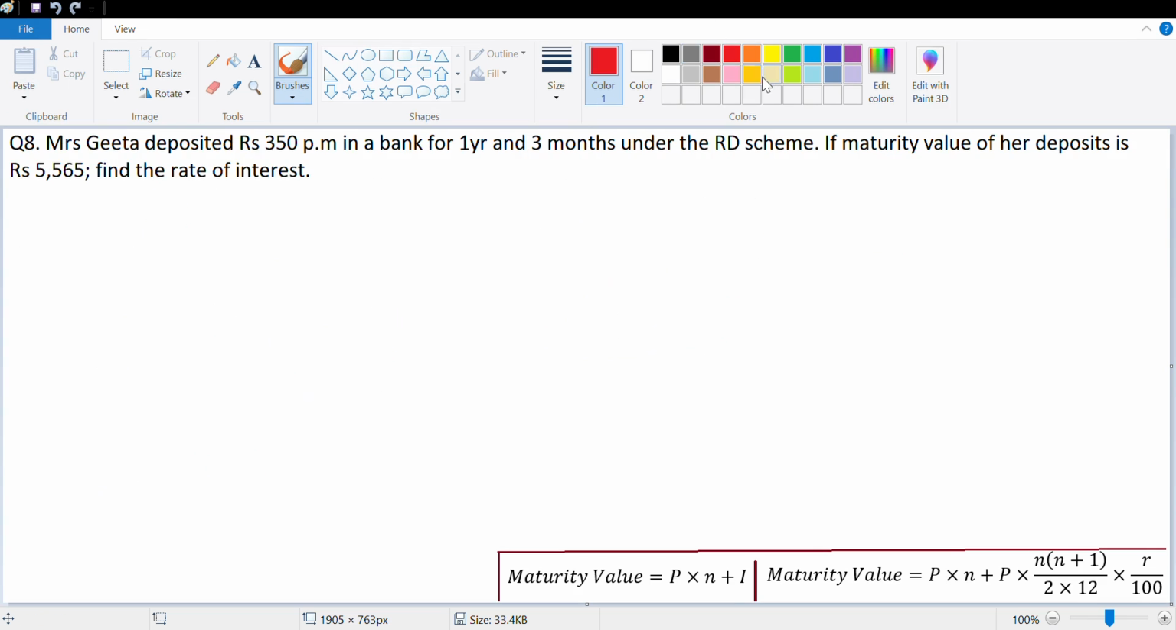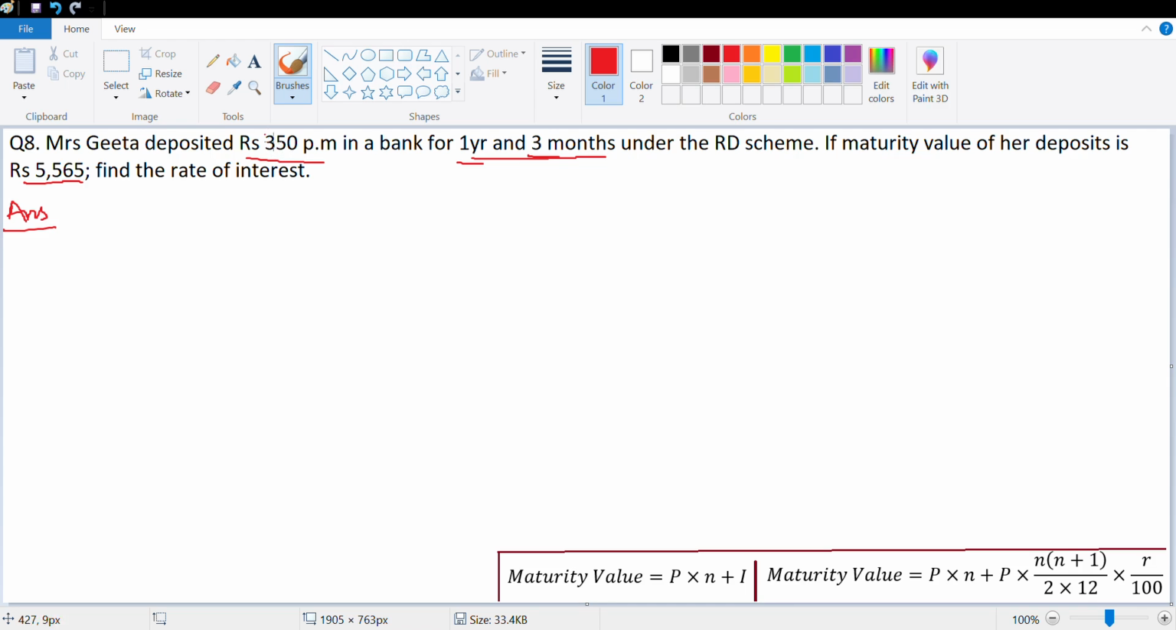All you need to do is remember a formula and then keep applying it to figure out which is the missing variable. Question number 8. It says Mrs. Geeta deposited rupees 350 per month. So P is given. 1 year and 3 months, that's the time period. So that's 15 months. Maturity value is given. We need to find the rate of interest.